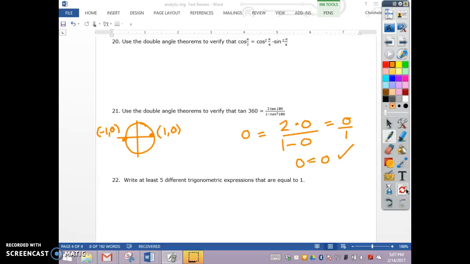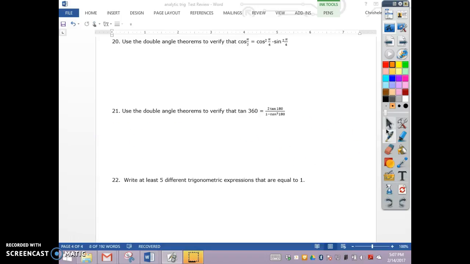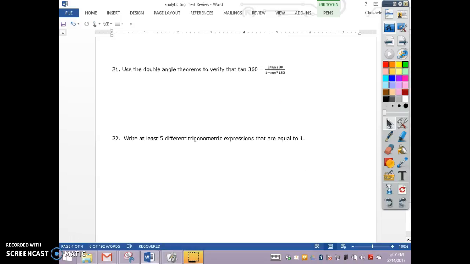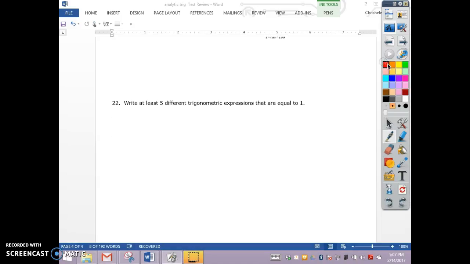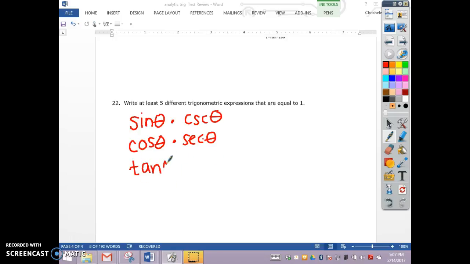All right, 5 different things that are equal to 1. I mean, oh my goodness, could you write anything in the freaking world? Okay, so how about sine times cosecant? Because cosecant's 1 over sine. What about cosine and secant? Yep, they're reciprocals too. So secant's 1 over cosine. Those would cancel out. Of course, tangent and cotangent. All those reciprocals are equal to 1 when you multiply.